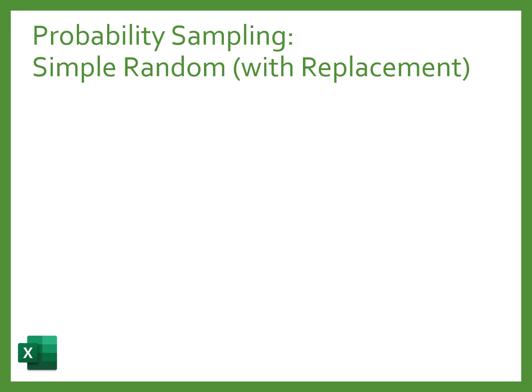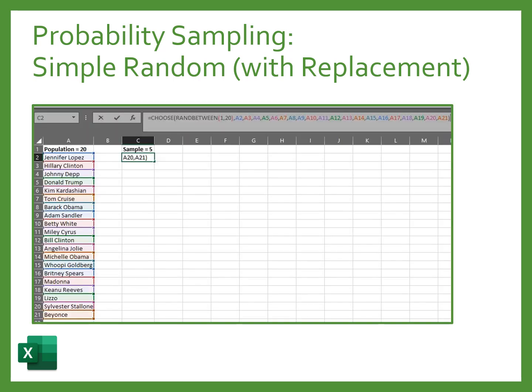So we'll look at some examples here where the population equals the top 20 most famous people in the United States. You could see that list here from Jennifer Lopez to Beyonce. And this is going to demonstrate simple random sampling with replacement. So if you look at the formula bar right here, you'll see what this formula looks like.